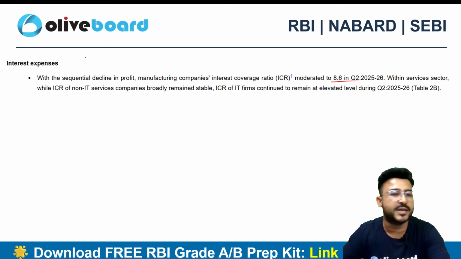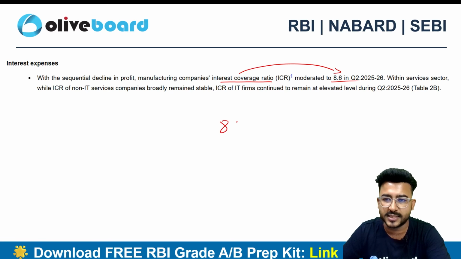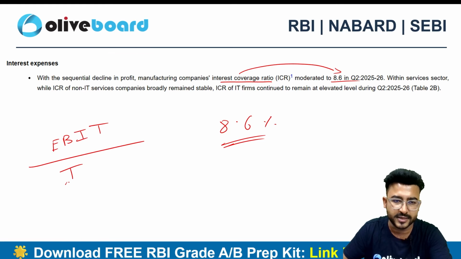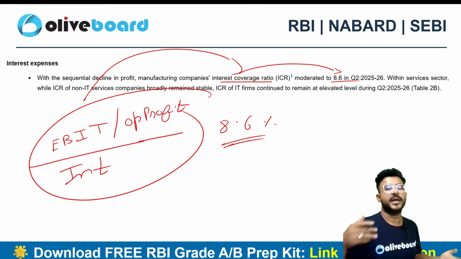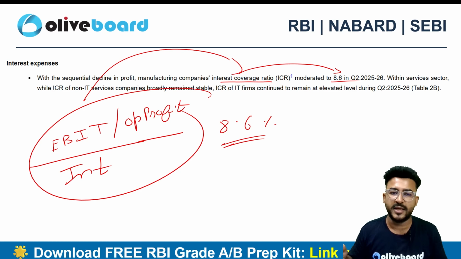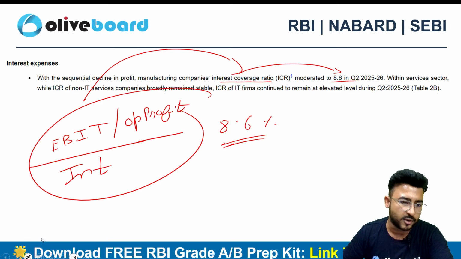And if we talk about the interest expense, the interest coverage ratio has moderated to 8.6%. Now what is the interest coverage ratio? EBIT, earnings before interest and taxes, divided by the interest component. Acha, we also call EBIT operating profit, and that's how we calculate the interest coverage ratio. It shows how comfortably you can pay your interest obligation by using your EBIT, earnings before interest and taxes, or we can also call it operating profit, right? Operating profit.